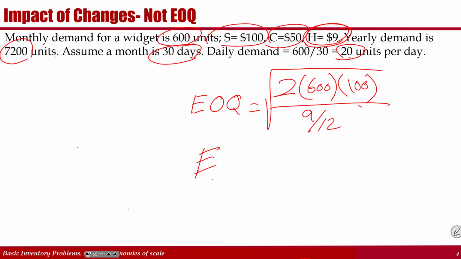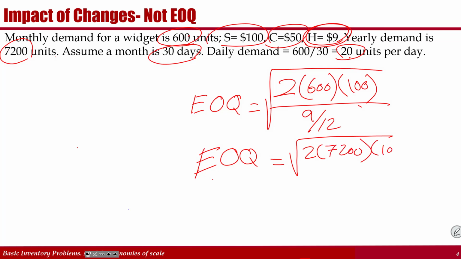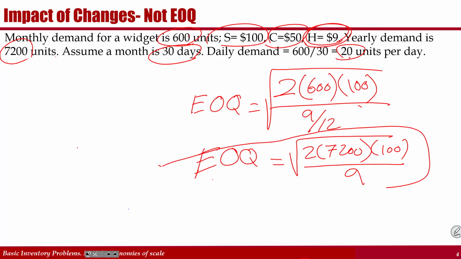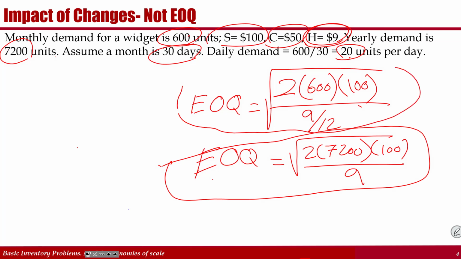So I can write EOQ equal to square root of 2 times 7,200 times 100 divided by 9. Or I can write it this way. This is also correct, because simply we know that this 12 will go over there and will be multiplied by 600 and will become 7,200.